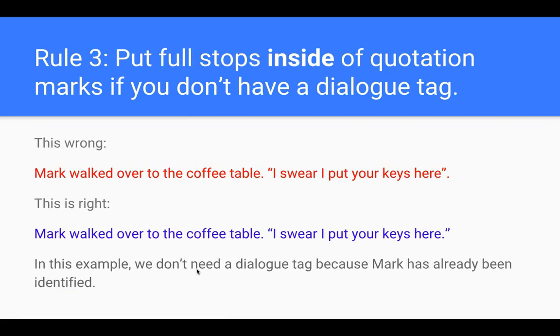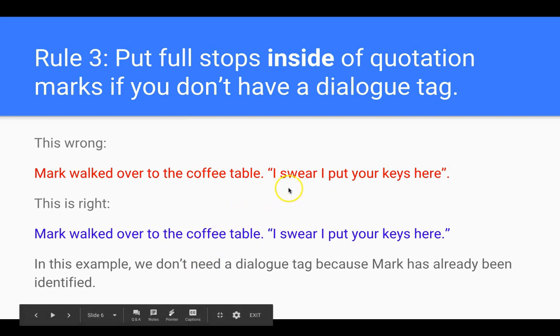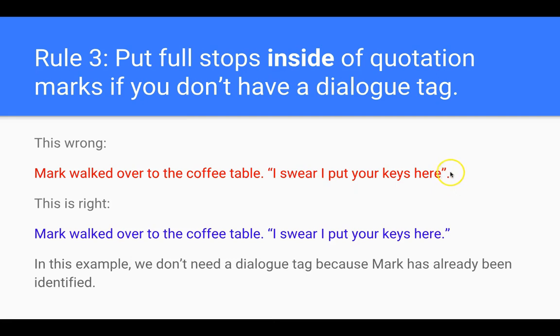Rule number 3, put full stops inside of your quotation marks if you don't have a dialogue tag. So this is an example of it done wrong. Can you see where the full stop is here? That is incorrect. In fact, the full stop needs to go inside the quote. It has to go before you close your quotation. In this example, we don't need a dialogue tag because Mark has already been identified.